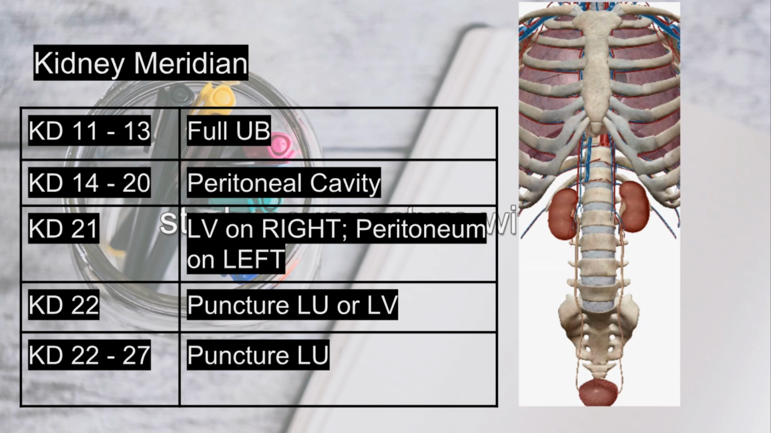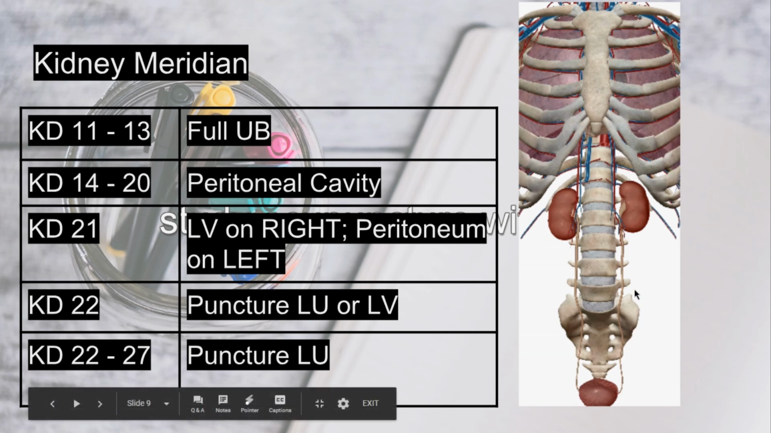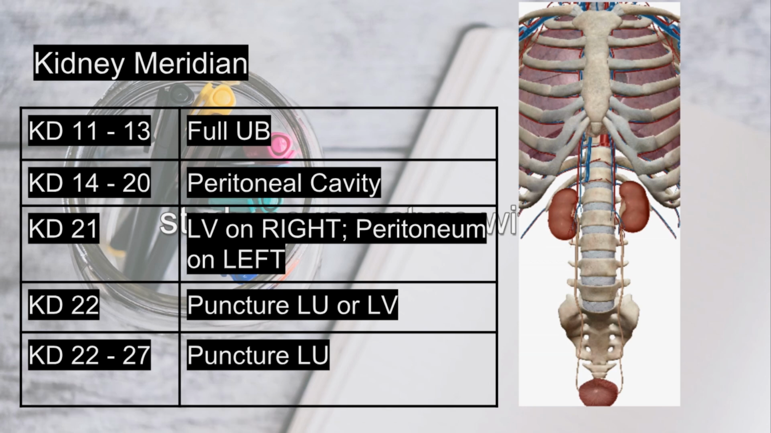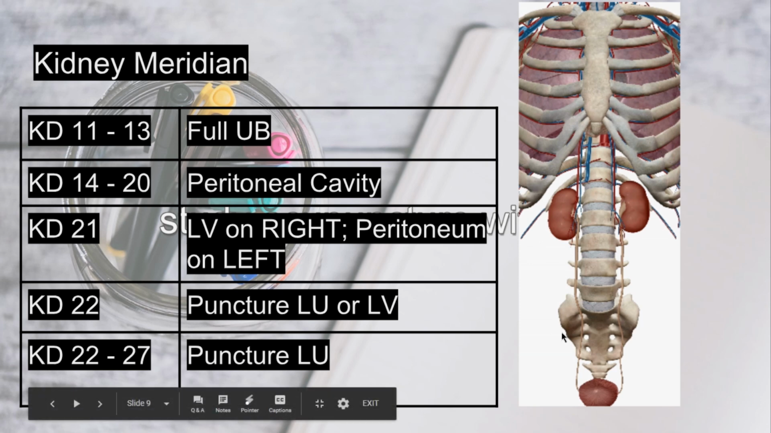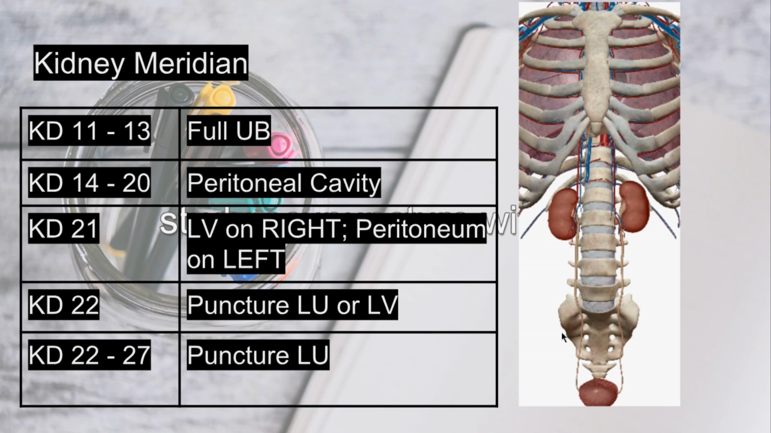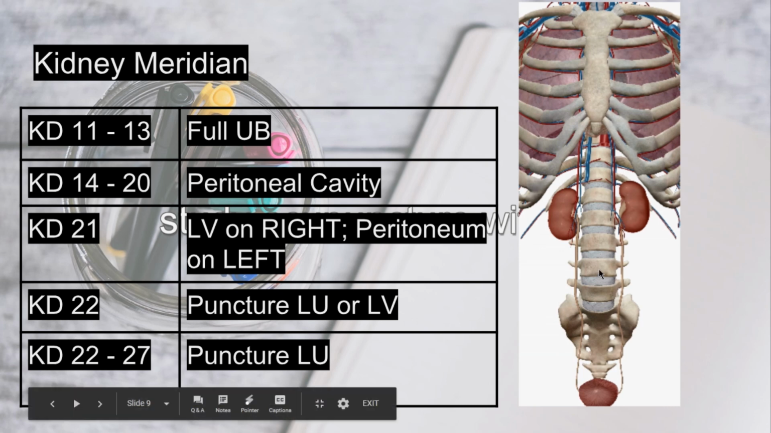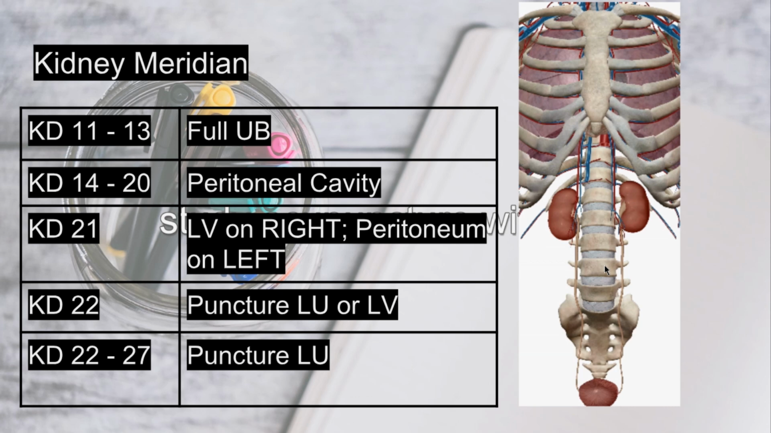Then 14 through 20, they're half a cun, but they could penetrate the peritoneal cavity. Kidney 16 is a point to know because it is half a cun lateral to the center of the umbilicus. Kidney 21 is still half a cun from the center, and it's right next to Ren 14, and it's 6 cun up from the umbilicus.